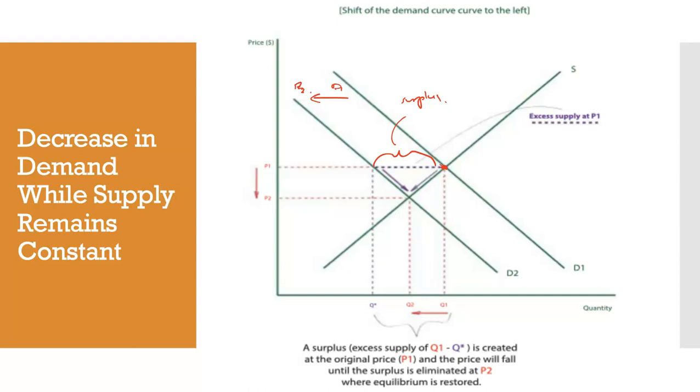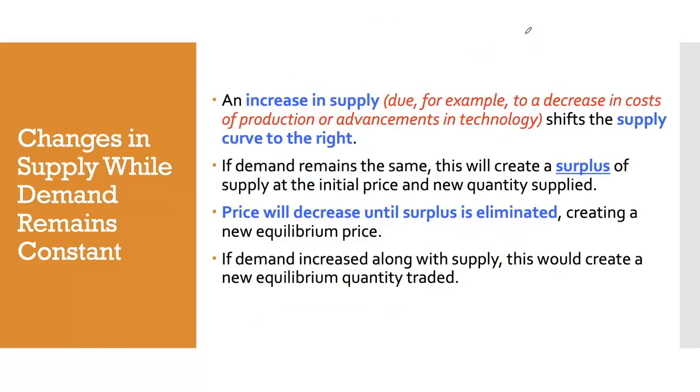Suppliers will recognize that we must have a movement along the supply curve to our new equilibrium price, and this will result in our price going down and the quantity traded going down. Understanding these graphs will help you understand these concepts. Now, changes in supply while demand remains constant also influence equilibrium price.